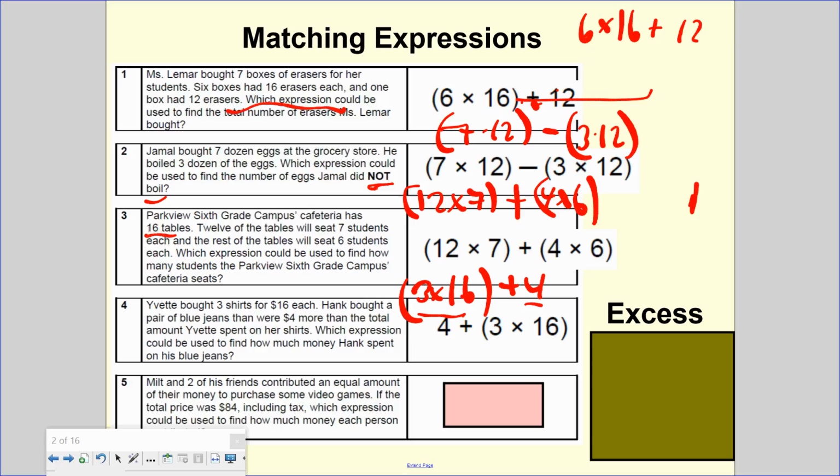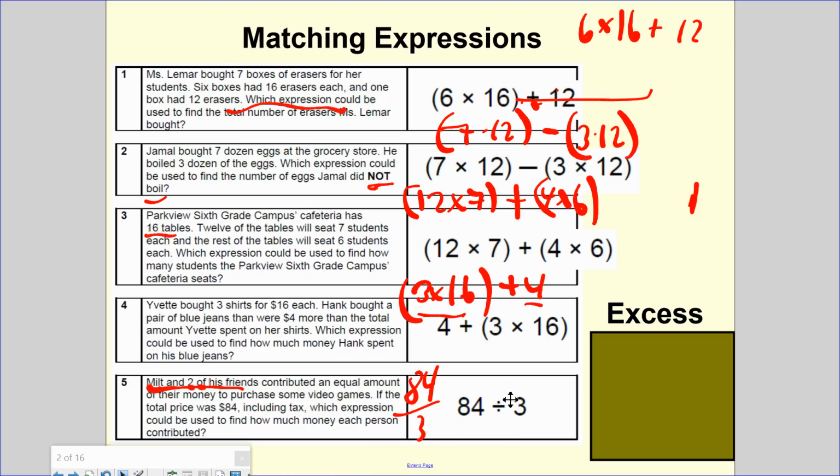And last but not least, Mike and 2 of his friends contributed an equal amount of their money to purchase some video games. If the total price was $84, including tax, which expression would be used to find how much money each person contributed? So all the games was $84. There are 3 friends. Mike and 2 of his friends, that's 3 people. They're going to pay an equal amount. So they're splitting the cost, divided by 3. That is correct.